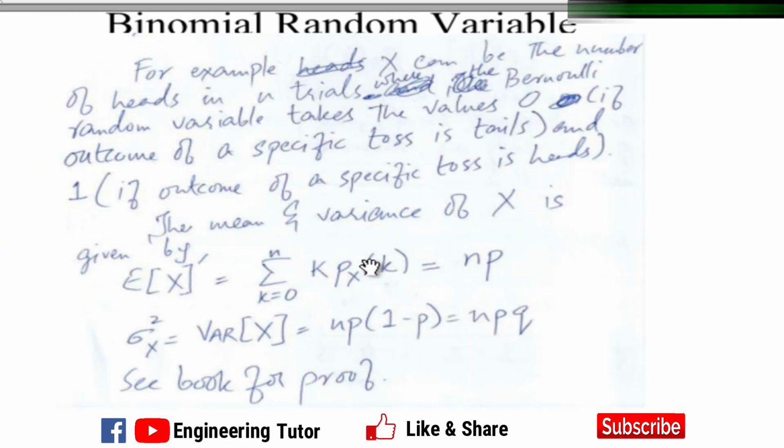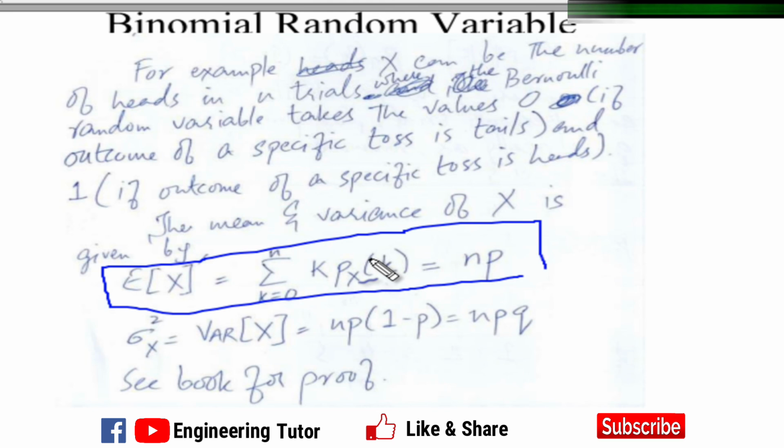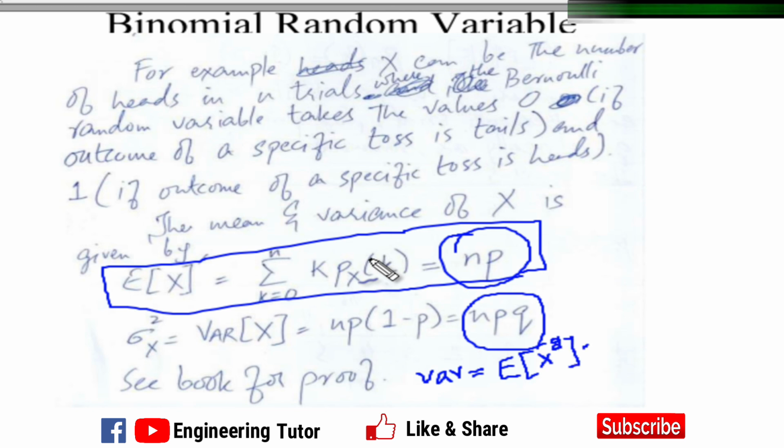There is a proof in your book which you have to see, and you will see that the expected value of a binomial random variable is np, while the variance is npq. You know the formula for finding the variance, I am writing it again. The variance is the expected value of x squared minus the square of the expected value of x. This is the formula for finding the variance.